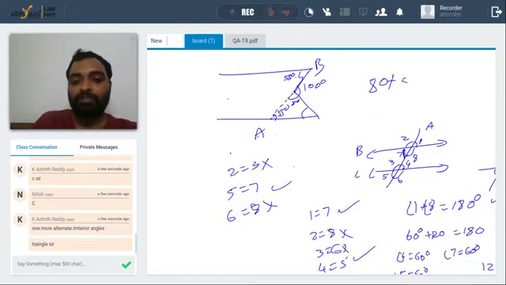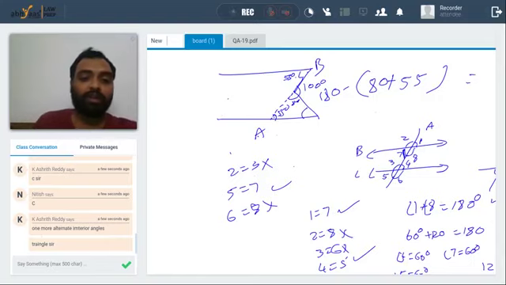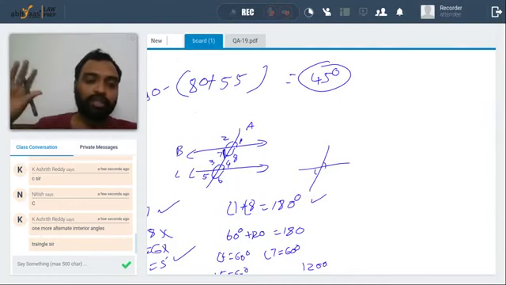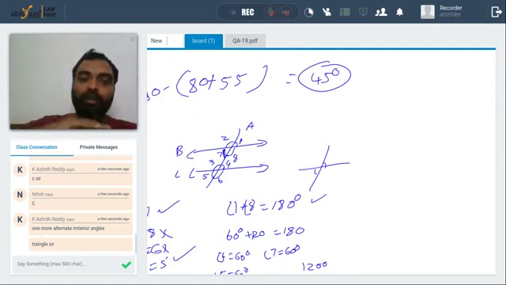55 degrees. So the internal angle of a triangle is 180. So I'll add 80 plus 55, and I have to subtract this from 180. 80 plus 55 is 135. 180 minus 135 is... clear. Either way you can do. You only have to visualize in geometry. Just get the right figure, visualize it, apply the rules, and you'll get the answer.